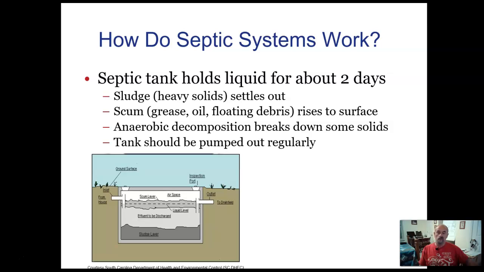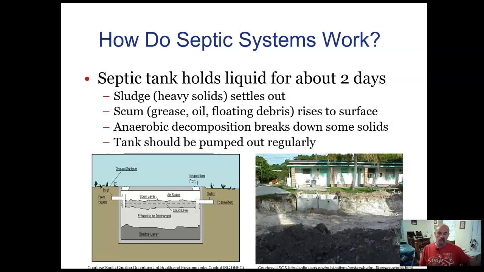A septic tank holds liquids for about 2 days. Then the sludge and the heavy solids settle out. Then scum, grease, oil, and floating debris rise to the surface. And then anaerobic decomposition breaks down some solids. The tank should be pumped out regularly and maintained. Those are the commercials you see on TV for Rid-X. The image on the left shows the internal workings of a septic system. This picture on the right shows the installation of several septic tanks for a motel in Florida.